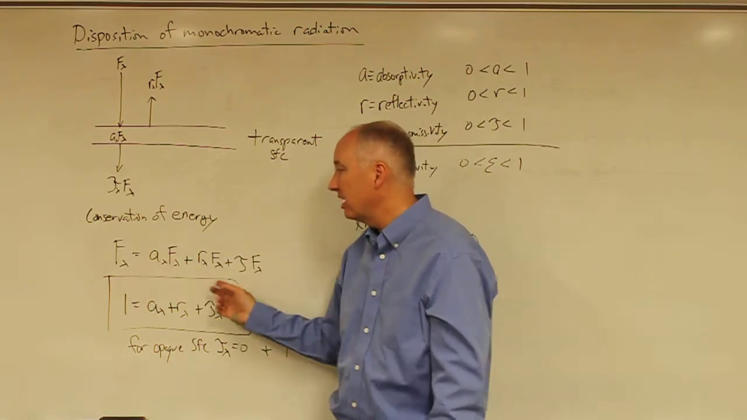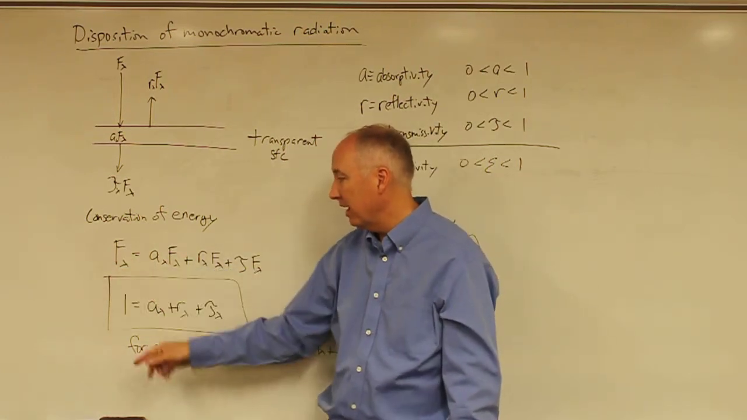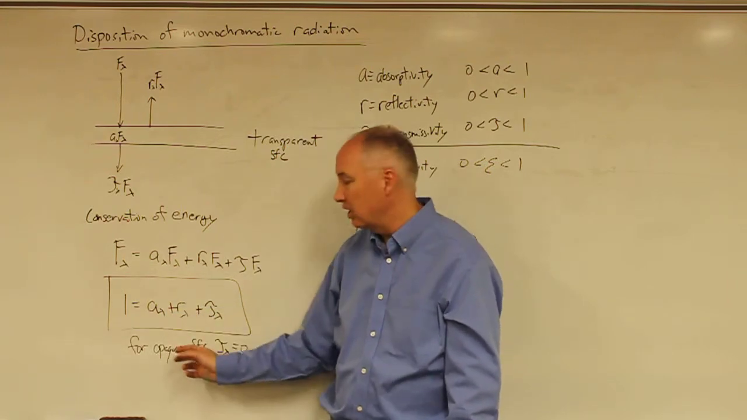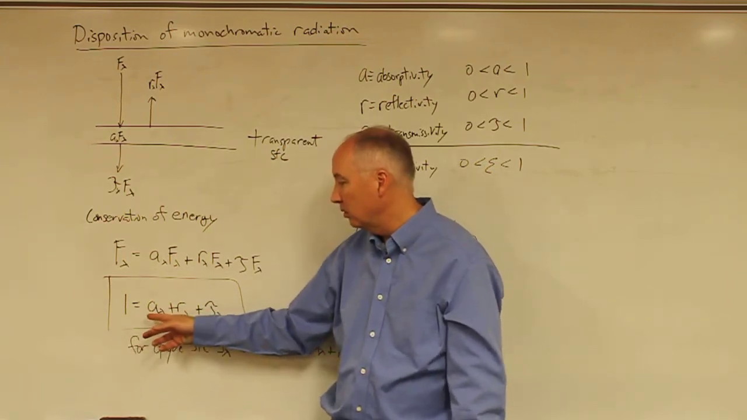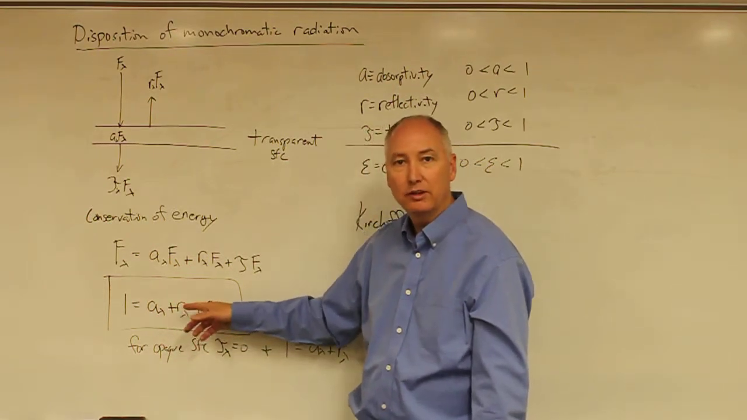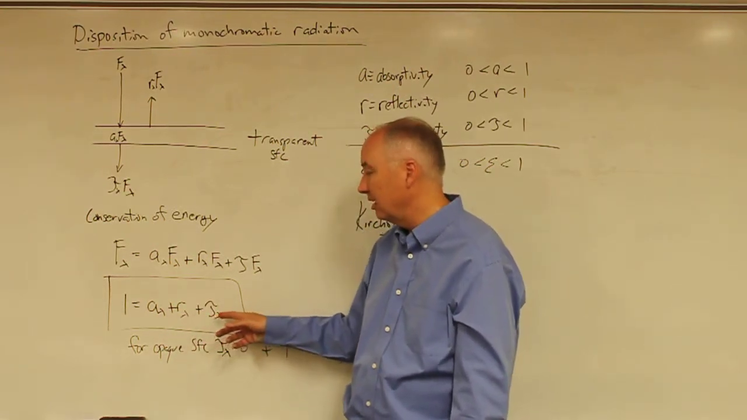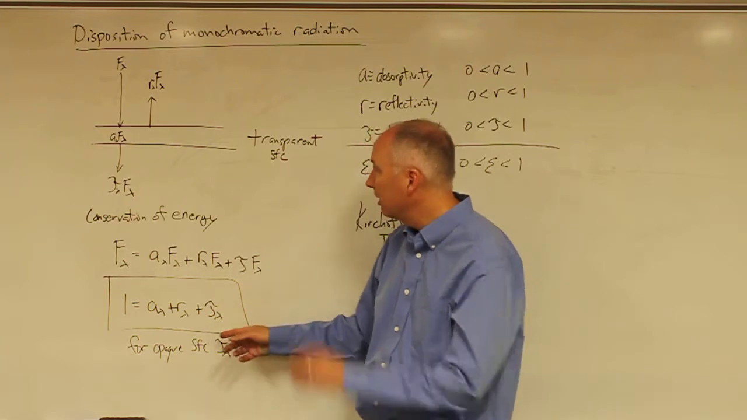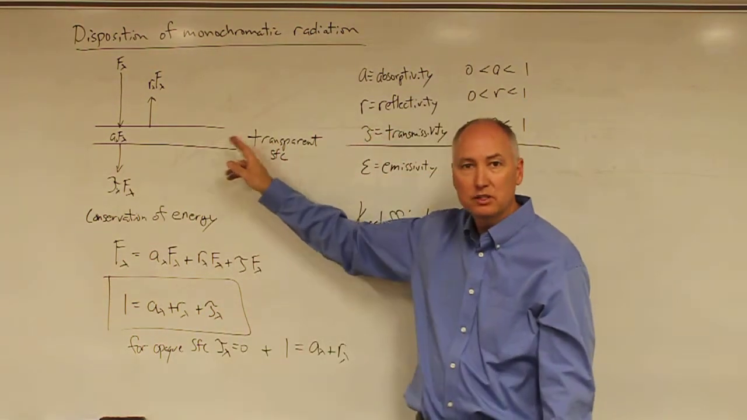If you divide both sides by the F of lambda, you'll end up with the following relationship: 1 is equal to the absorptivity at a given wavelength plus the reflectivity at a given wavelength plus the transmissivity at a given wavelength. And this is for a transparent surface.